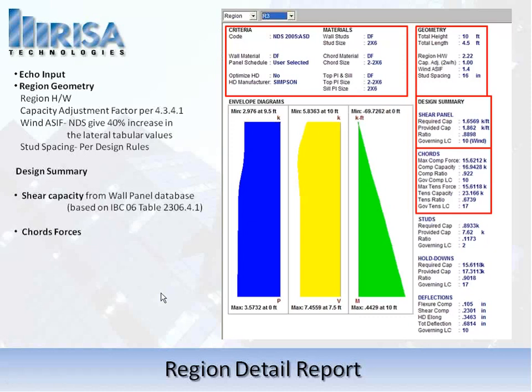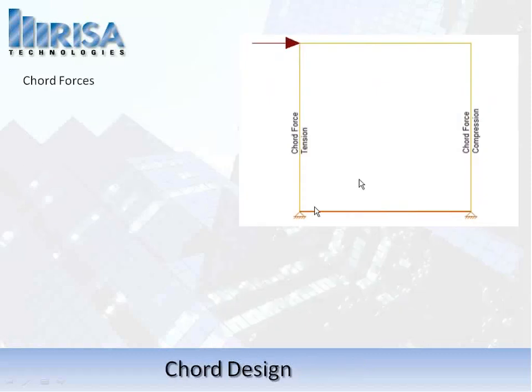We have our chord forces. So we see maximum compressive forces, we see compressive capacity, we see the ratio of that. Then we also see tension forces and the ratio of that. And we're seeing different load combinations for tension and compression. And it's important to note how we're calculating these chord forces. So chord forces here, we can see a picture.